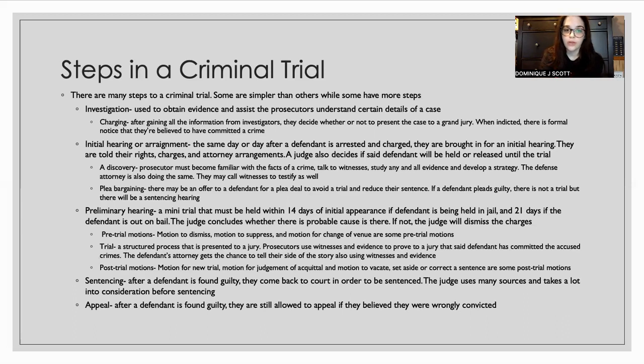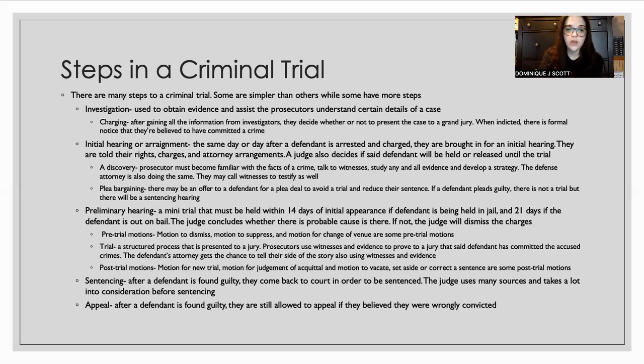Trial is a structured process that is presented to a jury. Prosecutors use witnesses and evidence to prove to a jury that said defendant has committed the accused crimes. The defendant's attorney gets a chance to tell their side of the story, also using witnesses and evidence.